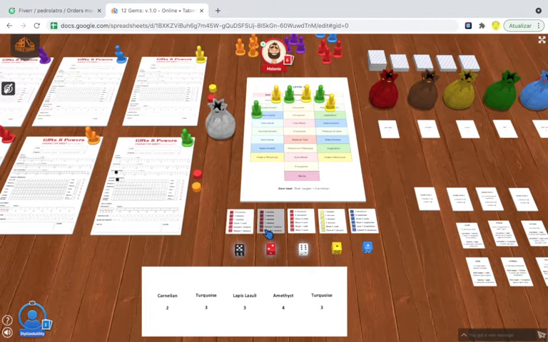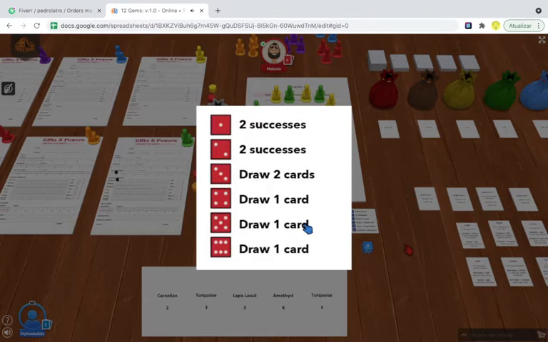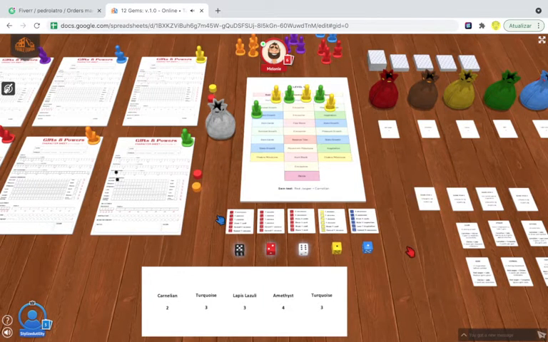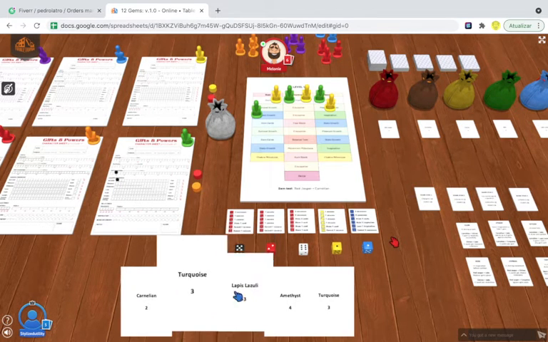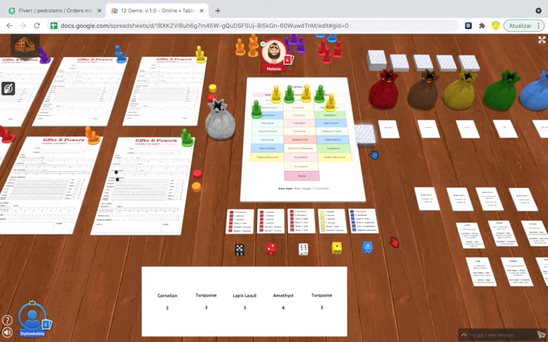Okay, right now cancel one success plus one and draw one card. Just one success for this turn. I'm actually going to... well, just a single success. I'm going to draw a card.